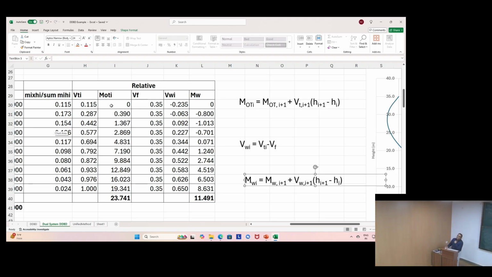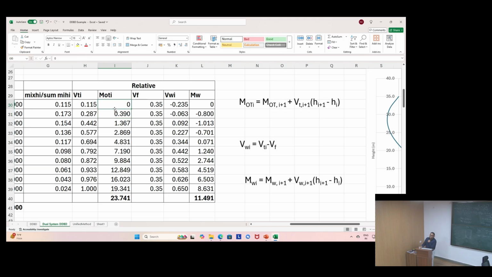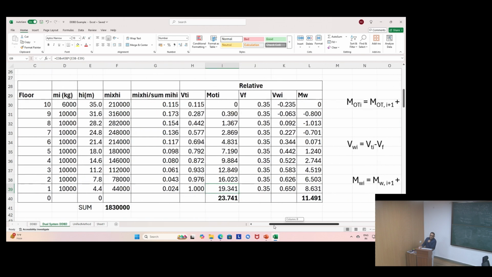So when you are populating M sub OTi or V or MW, then it's better to start from where? Because you have i plus 1, right? So it's better to start from the base. So that's the formula. And then you can go up.